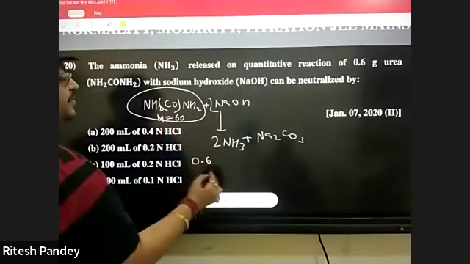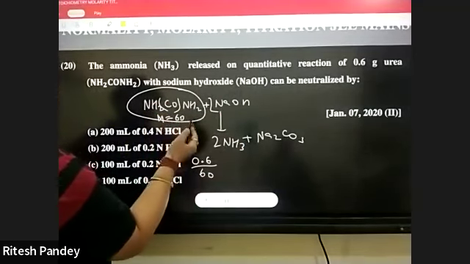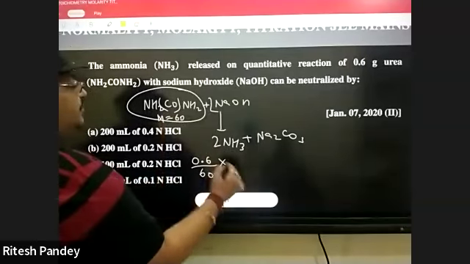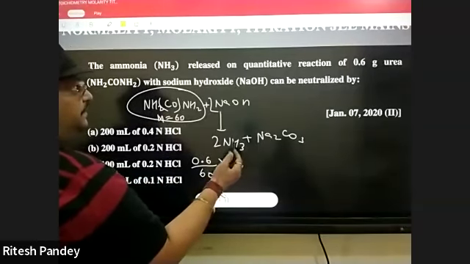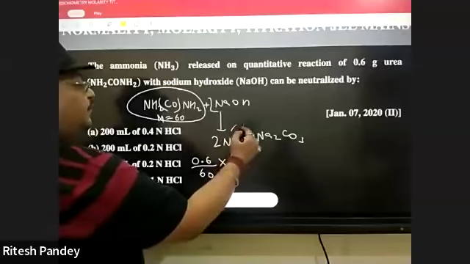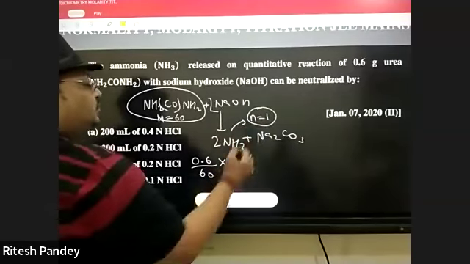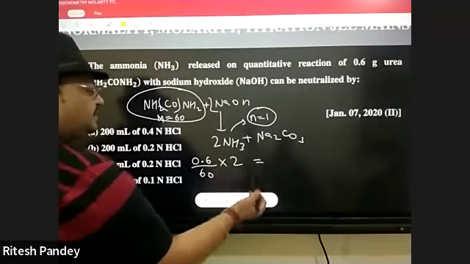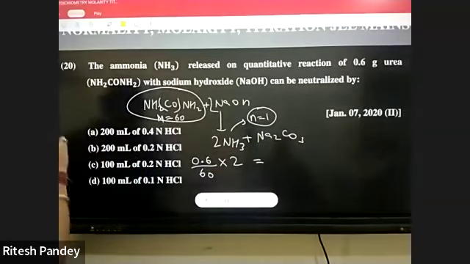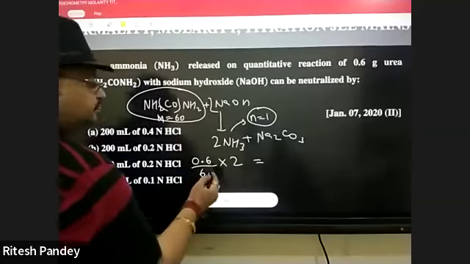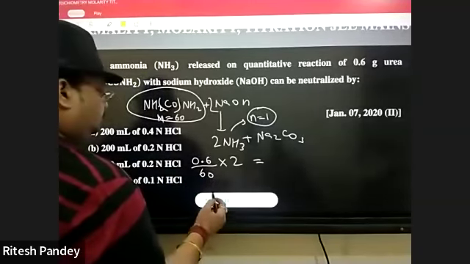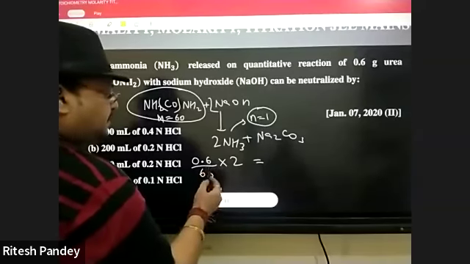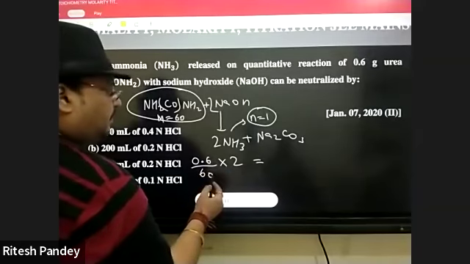0.6 ग्राम is 0.6 by 60. These many moles of urea will give you 2 times the moles of ammonia. Ammonia का N factor is 1, तो जितना मोल्स उतना ही इक्विवेलेंस, तो कितना आता है दोस्त? कितना आ रहा है? ऑप्शन सी आ जाएगा.